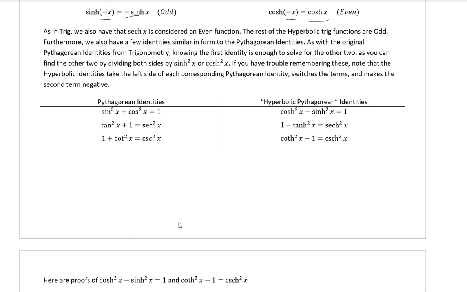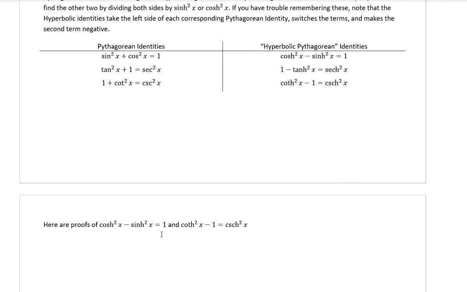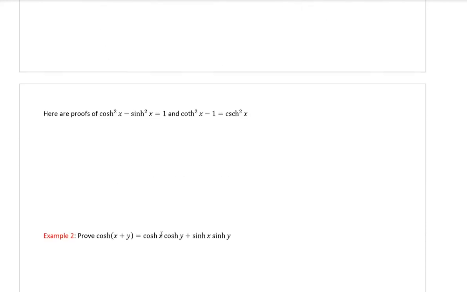Now, I don't want to just leave them there and say, hey, these are true, trust me. We're going to have to be able to identify and determine both of these and solve for them. So we're going to prove some of these. First, cosh minus sinh. The first one's going to take some time. The second one's not going to take much time at all. So cosh minus sinh equals 1.